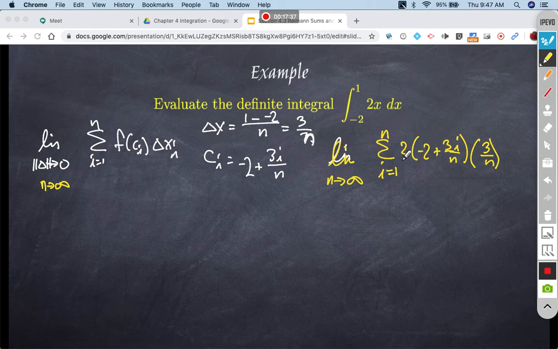Looking at that, I have to multiply times 2, and I have multiplied by 3 over n. Those are all constants, so I can take the limit as n approaches infinity of 6 over n times the summation as i equals 1 to n of negative 2 plus 3i over n.